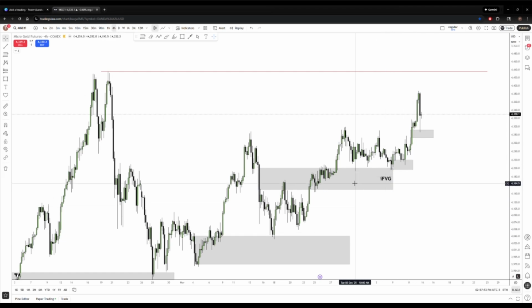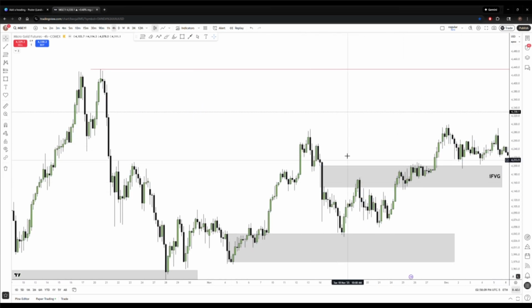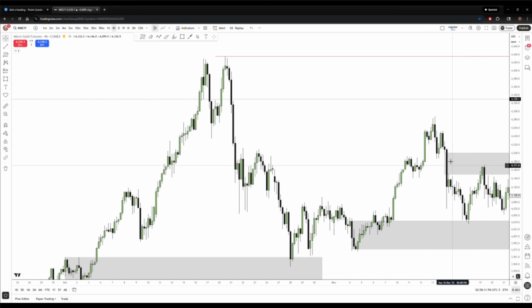I wanted to show you guys what an inversion fair value gap is real quick. All right. So as you can see, this is a regular fair value gap, like a bearish fair value gap. We tapped into it here, so everybody's selling off the fair value gap. And people definitely could have made money off the swing.